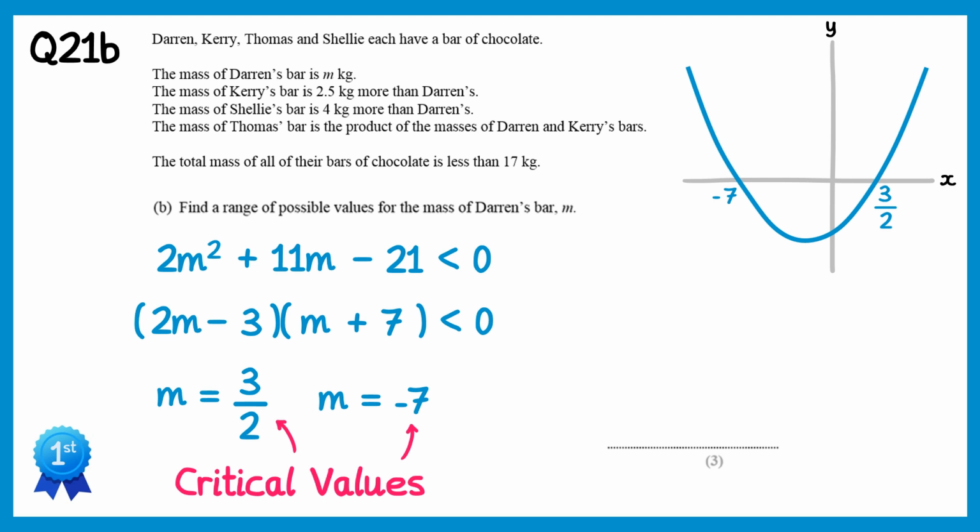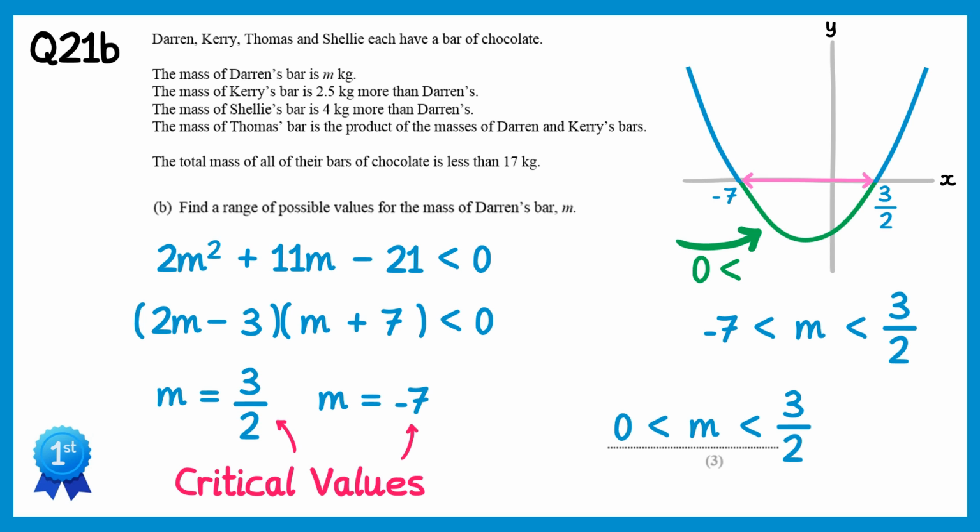We're interested in when this graph is less than 0, which is this green section here. Therefore the x values are in between negative 7 and 3 over 2. So m is in between negative 7 and 3 over 2. There is one final piece of information though that you must notice. You can't have a negative mass, so the left-hand side of this inequality should be replaced with a 0 rather than a negative 7. So the final answer would be 0 is less than m is less than 3 over 2.